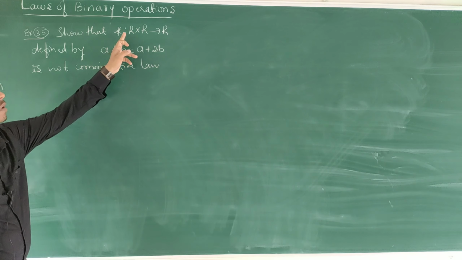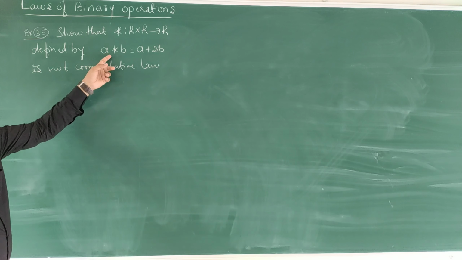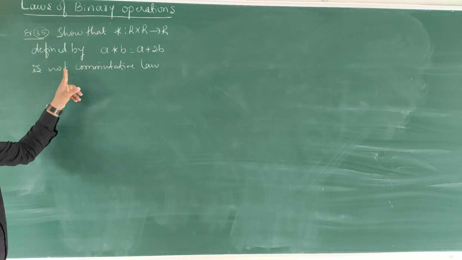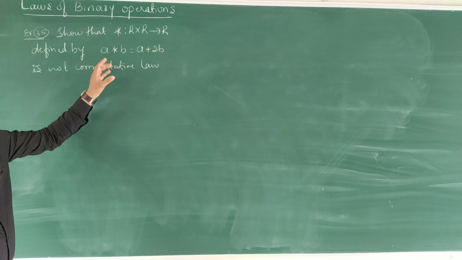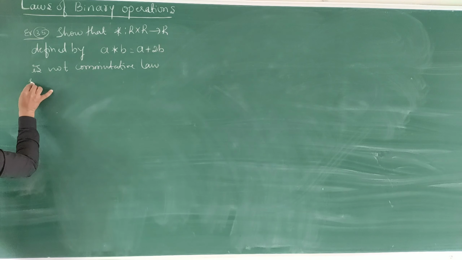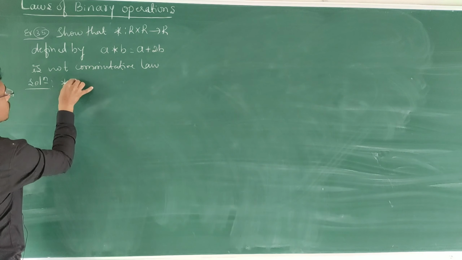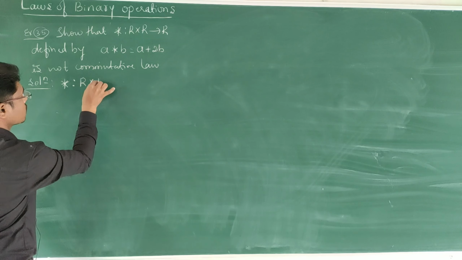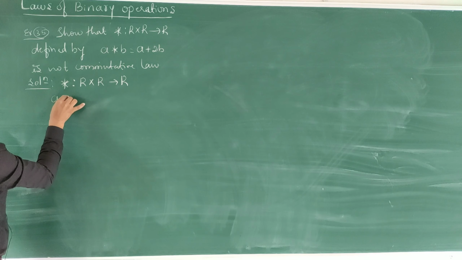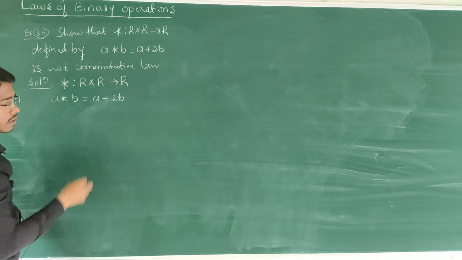Show that star from R cross R to R defined by a star b equal to a plus 2b is not a commutative law. We have to show that this is not a commutative binary operation. Okay, so let us see the solution. Star from R cross R to R and a star b equal to a plus 2b, right?